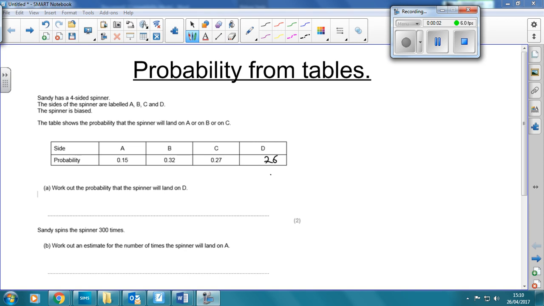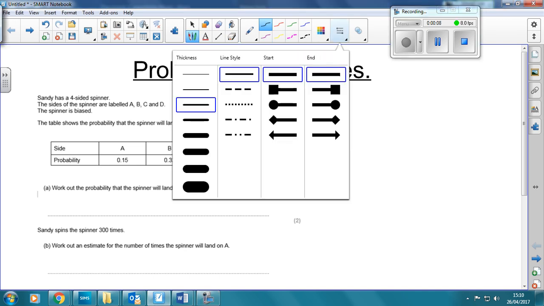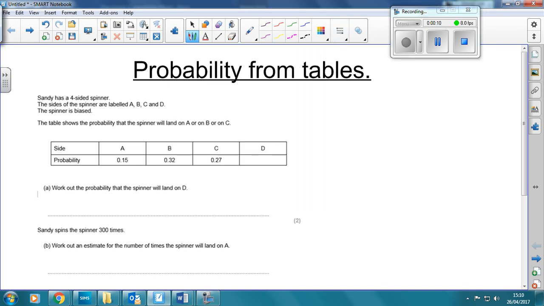Okay, so now we're going to do a video on probability from tables. Now again, this is quite a common question, and so it's worthwhile knowing how to do this because this comes up in a lot of exam papers. Okay, so if we read through it, Sandy has a four-sided spinner. The sides of the spinner are labelled A, B, C and D, and the spinner is biased. Now the word biased means that it favours one, it's more likely to land on one side than the other.